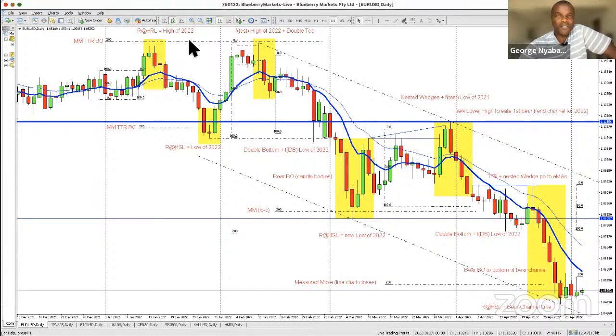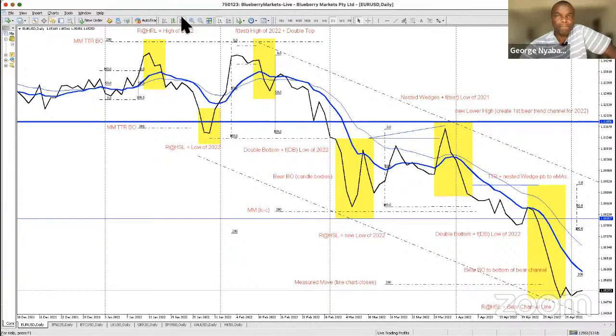Okay, alternatively, you just go and click on your line chart here. Line chart is based on closes, and the close of any candle is the most important. So you could do that, especially when you're looking at trading ranges or tight trading ranges, and there's no clarity. Just put up the line chart and see where it gives you a measured move. So there is a high based on the closes. There is a low and the measured move of the line chart. So measured move line chart, which is based on closes, is here.